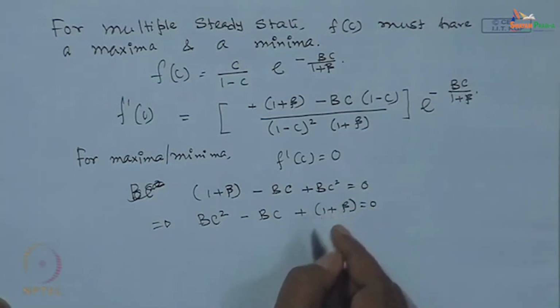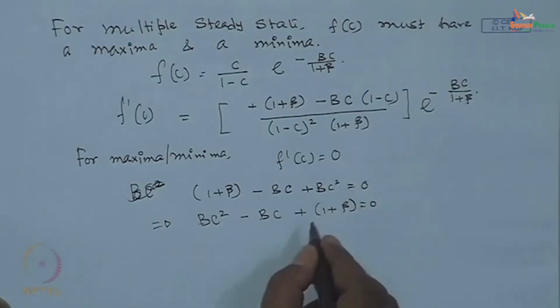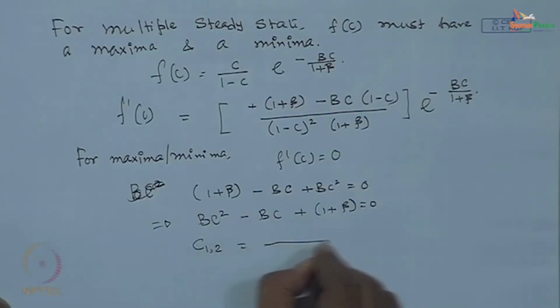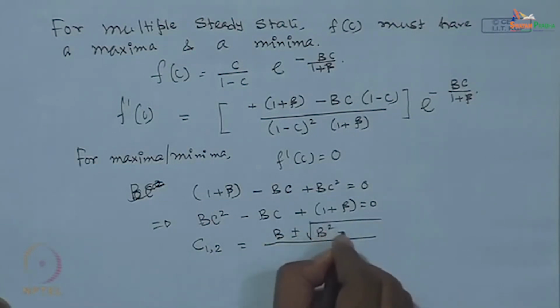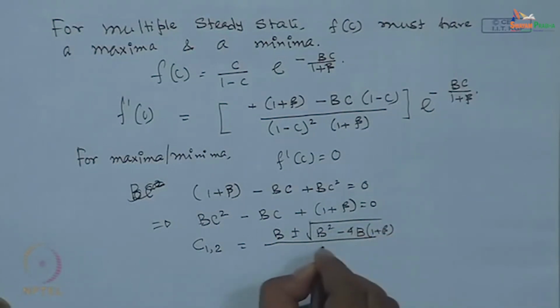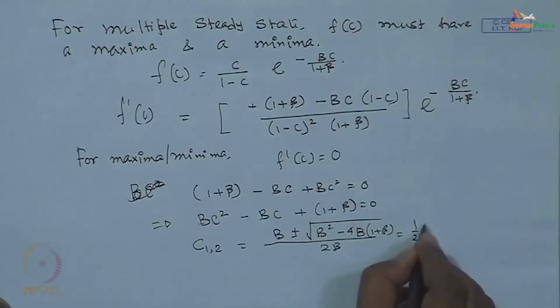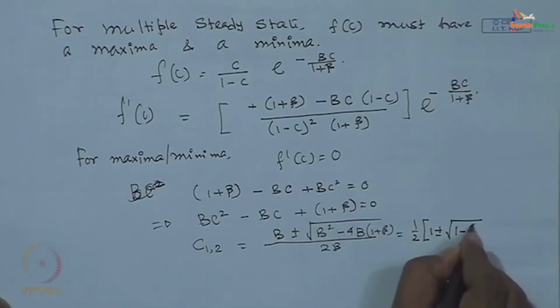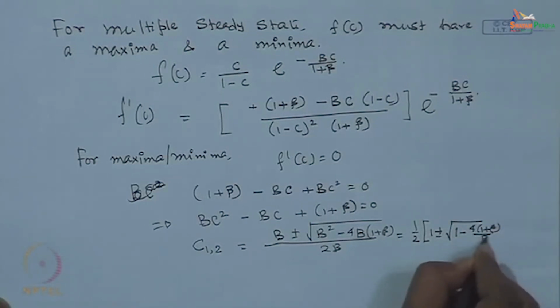Now, this is a quadratic in C, so it will be having two roots. Let us find out what these two roots are. They will be minus b plus or minus under root b square minus 4 a c, so b times 1 plus beta, divided by 2 a, that means 2 b. If we take b common, what we get is 1 by 2 times 1 plus or minus under root 1 minus 4 into 1 plus beta divided by b.